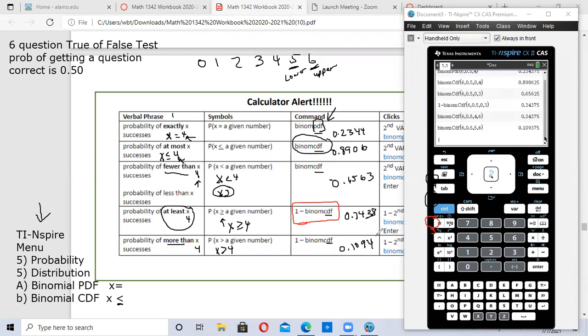All right, I hope this video helped. If you notice, in all of these, the only one that didn't have a lower and an upper was this first one because it only had an exact. You could say 2 numbers right, 3 numbers right, 4 numbers right. Probability of getting exactly 4 questions out of 6 correct. And there's your probability.